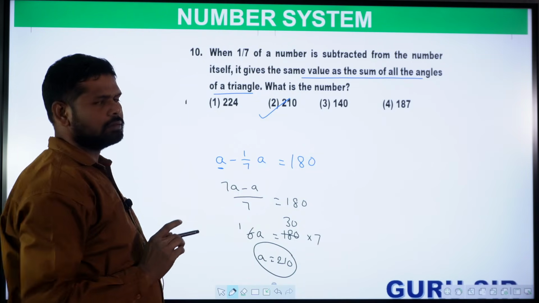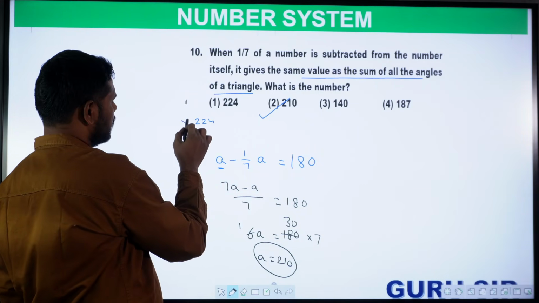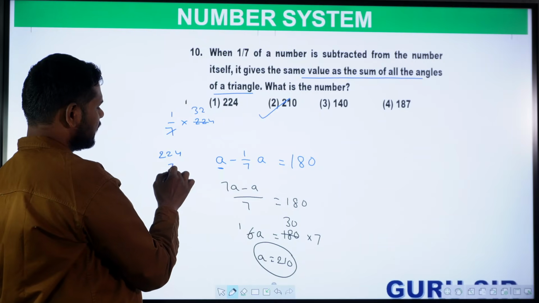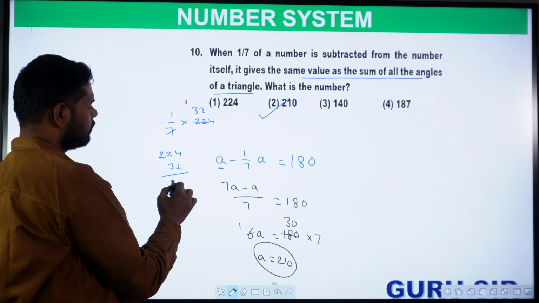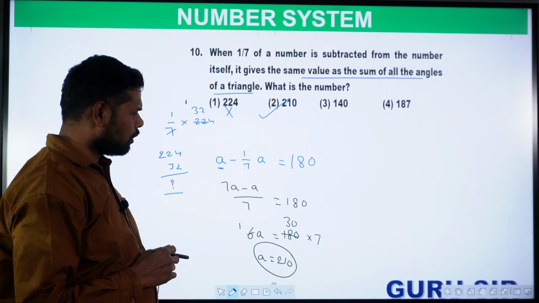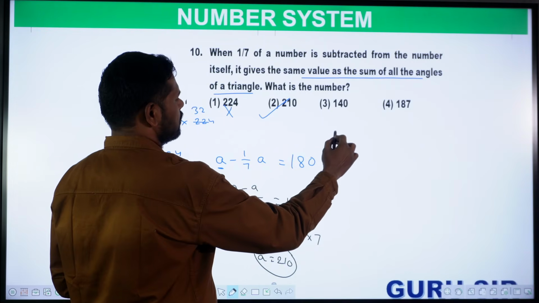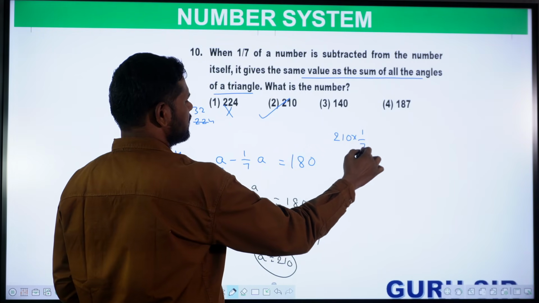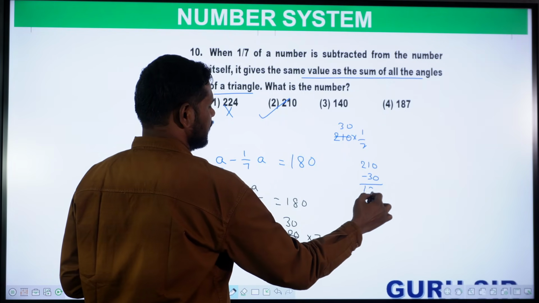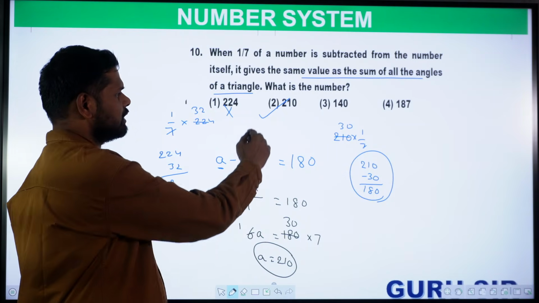Otherwise, take the options. Definitely that number is divisible by 7. Take 224, and 1 by 7th of it is 32: 7 threes are 21, 7 fours are 28, and so on. So 224 minus 32 is not 180. Eliminate. If we don't know how to write the equation, at that time go for the options and apply. Take 210. Consider that 1 by 7th of 210 is 30. Then 210 minus 30 is 180. 180 is nothing but the sum of all angles of a triangle. So it satisfies that condition. That is the answer.